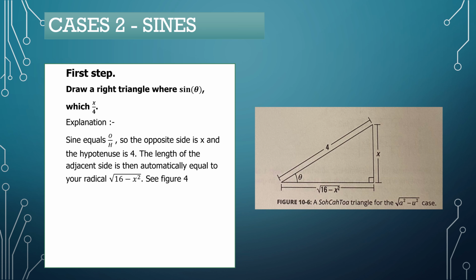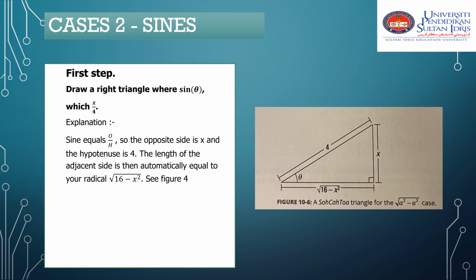For case 2, sine, the first step is you must draw a right triangle with sine theta equal to x over 4. Sine equals opposite divided by hypotenuse. So the opposite side is x and the hypotenuse is 4. The length of the adjacent side is then automatically equal to your radical, square root of 16 minus x squared, as you can see in figure 4.